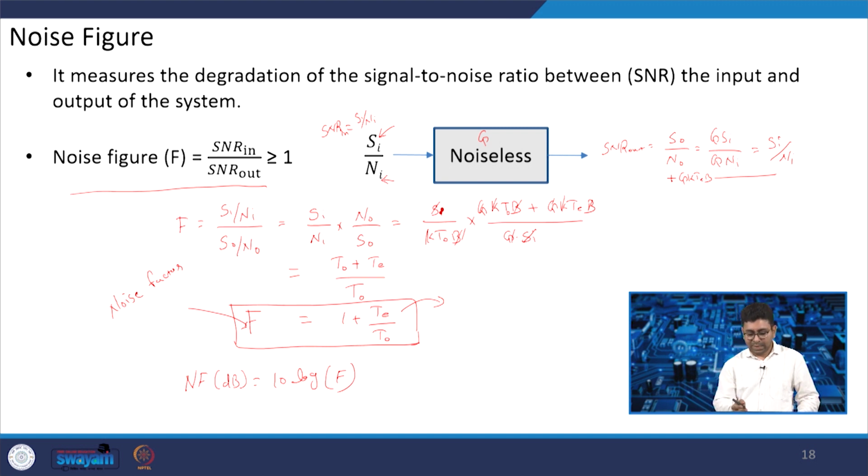So, if you consider the ideal system, where this added G K Te B is not added, then your system has a noise factor of 1 only. But if there is a noisy system, then there is a degradation in SNR, whatever input SNR it has, and you will get a noise factor more than 1, and noise figure is nothing but 10 log of F, the noise factor.